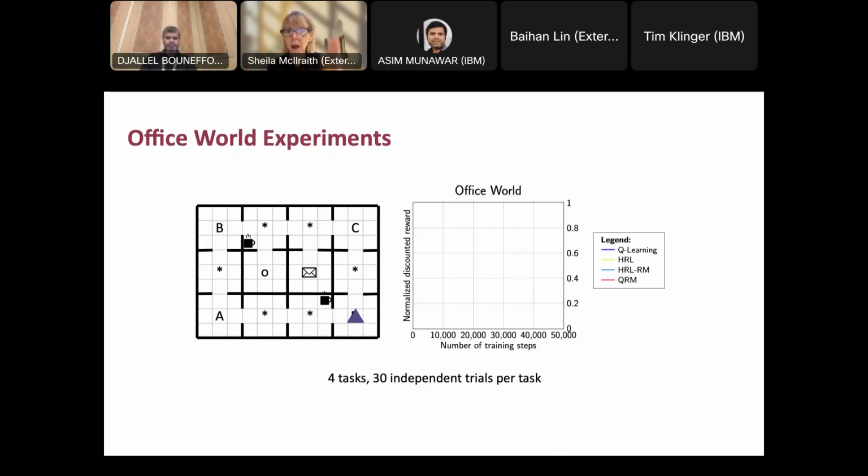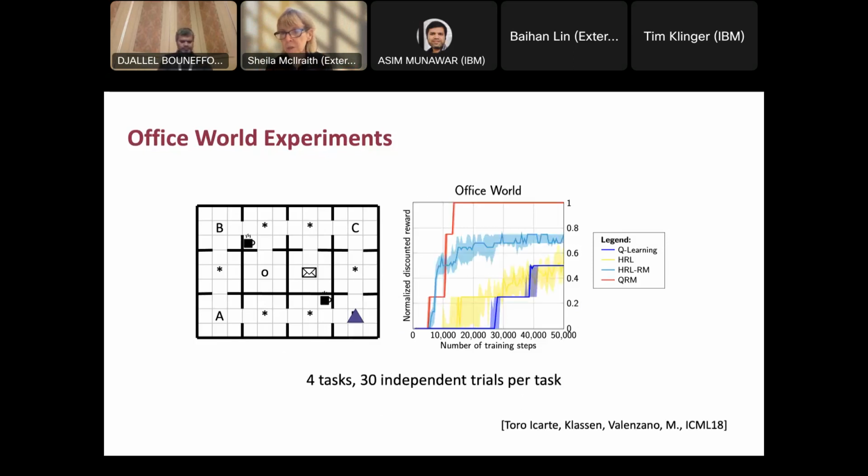On the y-axis is the normalized discounted reward, so 1 is perfect. And on the x-axis is the number of training steps, which here goes from 0 to 50,000 for these simpler examples. I'm going to show you the results for 4 different algorithms. To hit the punchline first, our algorithm, QRM, which is the red line, converges to the optimal solution very quickly, with a small number of training steps.